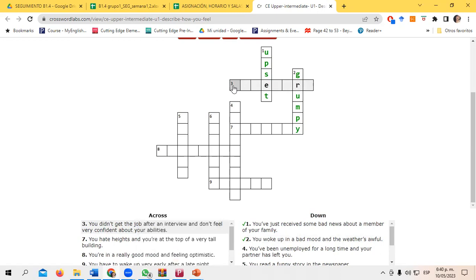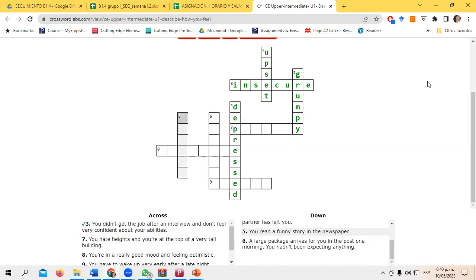Insecure? Yes, insecure. Okay, number 4, you have been unemployed for a long time and your partner has left you. Depressed. Yes, depressed. You have some bad things happening all together, so maybe yes, you get depressed. Okay, number 5, you read a funny story in the newspaper. Amused. This is amused.